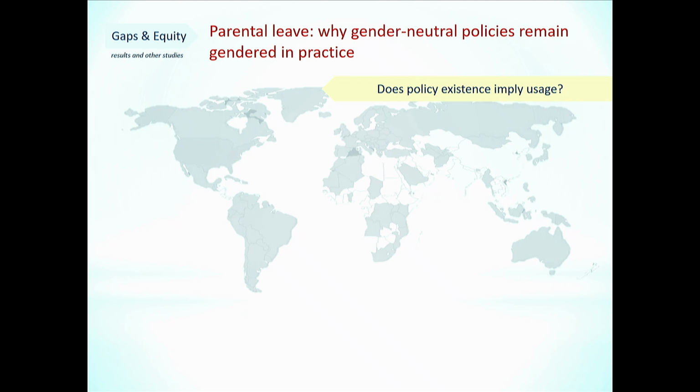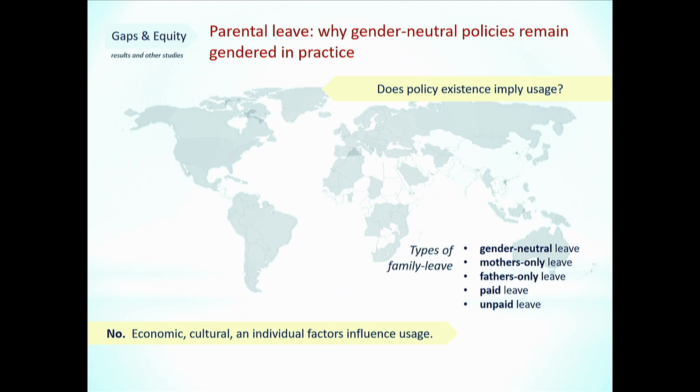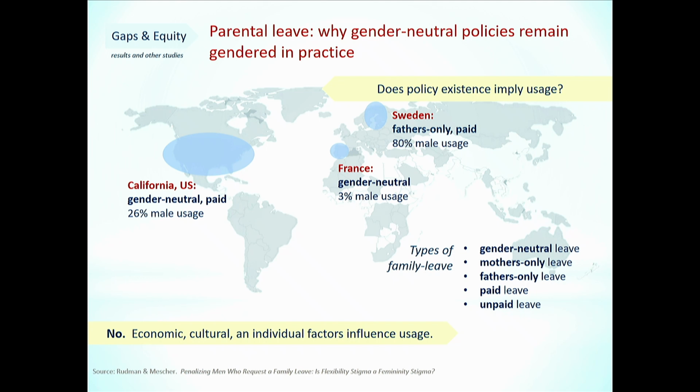Okay, so the other question is, does policy existence imply usage? And the short answer is no. Economic, cultural, and individual factors influence this usage. And again, the data becomes scarce if I want to look at usage, but I'll just have 3 examples from one of these papers. And just to remind us, the types of family leave that we're considering here are gender neutral, mothers only, fathers only, paid, and unpaid. Okay, and there's combinations of these. So here are some examples that come from one of the recent papers.